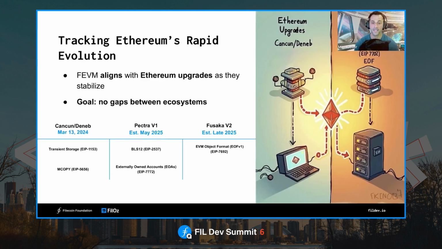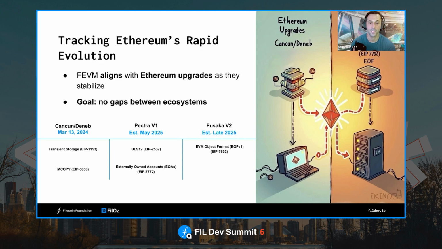Now, Ethereum is evolving fast. There was the Cancun Deneb upgrade in early 2024, and more upgrades are queued, like Pectra V1 in 2025 and another after that. Each of these brings new EIPs, and our approach is to integrate those into FEVM as soon as they're stable. We aim for no gap between Ethereum and Filecoin when it comes to improvements.